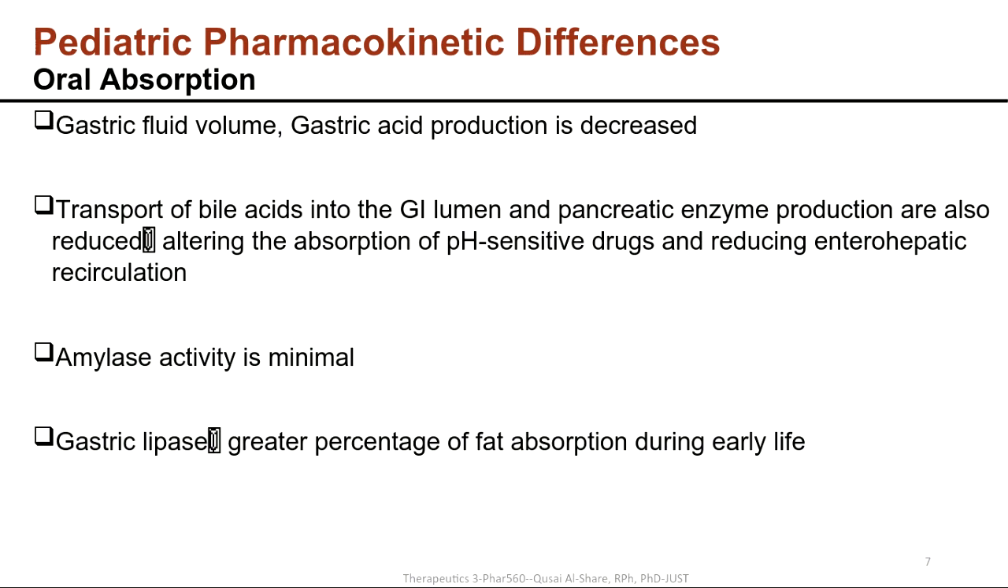It's the enterohepatic circulation. So 2 things here, or 3 things: the gastric fluid volume decreased, the transport of bile acids into the GI lumen decreased, and pancreatic enzymes secreted from the pancreas also decreased. And these enzymes will affect the rate or the extent of absorption of certain drugs in the GI tract in babies or children. Amylase activity is also minimal. Gastric lipase has greater percentage of fat absorption during early life.